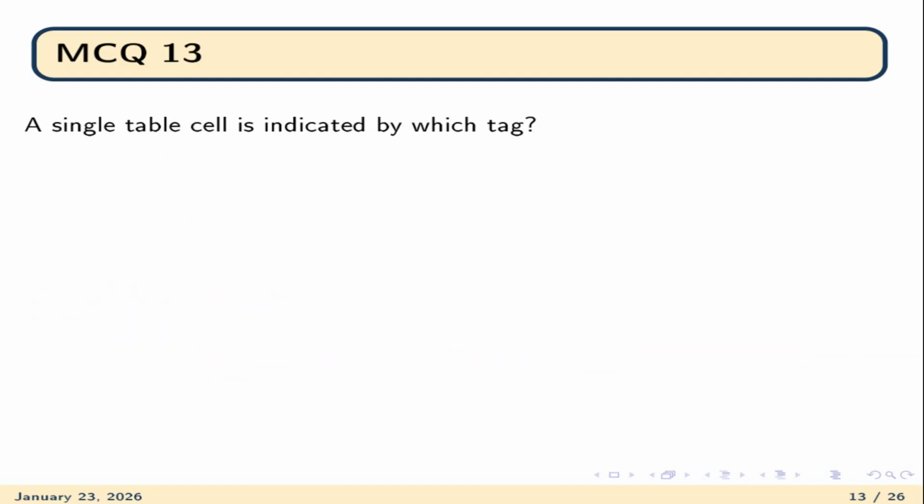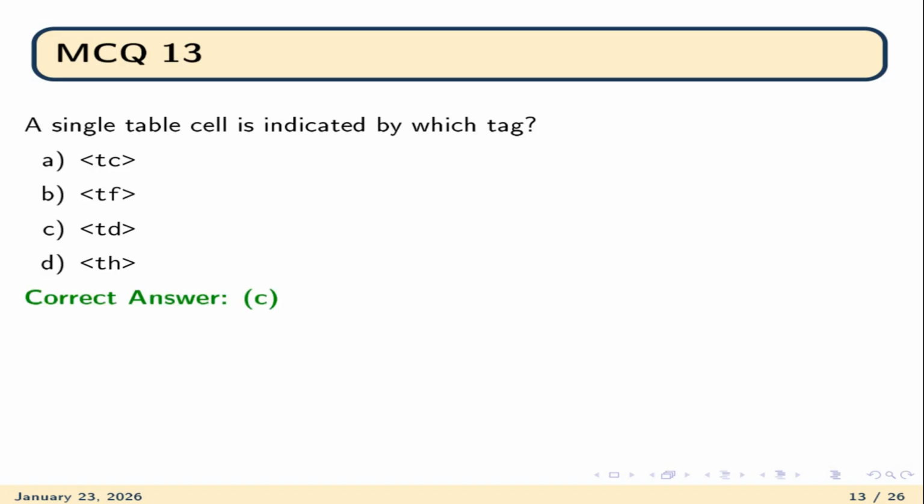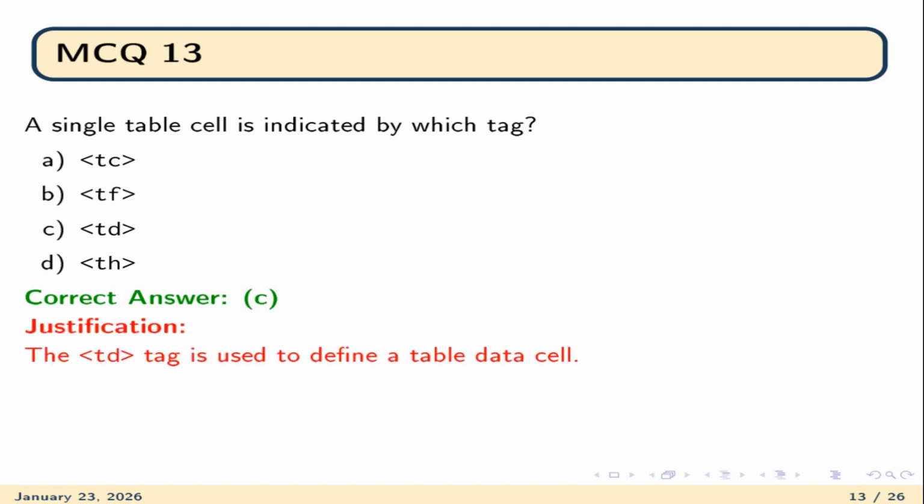Question number 13. A single table cell is indicated by which tag? The options given are: TC, TF, TD, TH. Table cell, single table cell. The correct option is C, that is table data. The TD tag is used to define a table data cell.